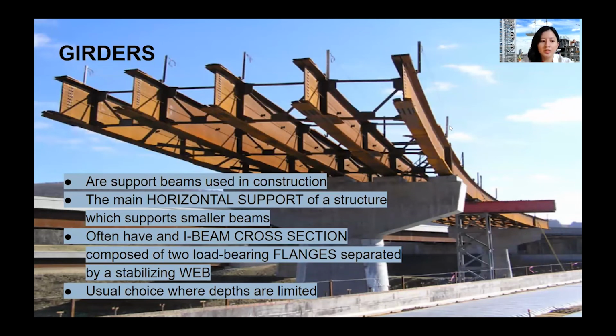The following are used in long span framing construction. First is girders. Girders are the main horizontal support beams of a structure used in construction. It also serves as a support beam to the smaller beams. They often have an I-beam cross-section, such as the one in the picture, composed of two load-bearing flanges separated by a stabilizing web. This structure is the usual choice where depths are limited.